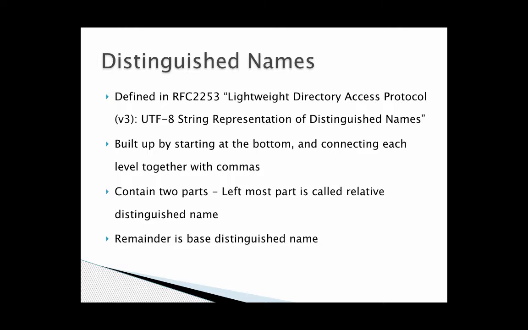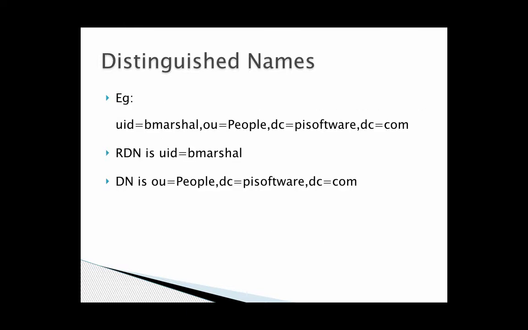Okay, two parts. The left part is called the relative distinguished name, and the right remainder is the base distinguished name. So there's the example. We have a UID equal B Marshall, comma, OU equals people, comma, DC equals Pi software, comma, DC equals COM. And that describes in full the path you would take to get to that entry.